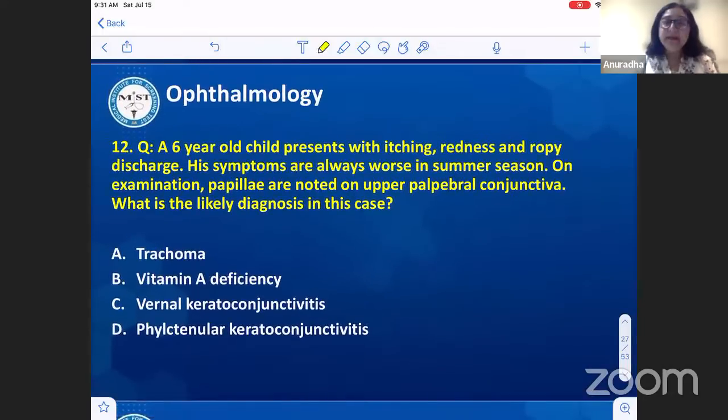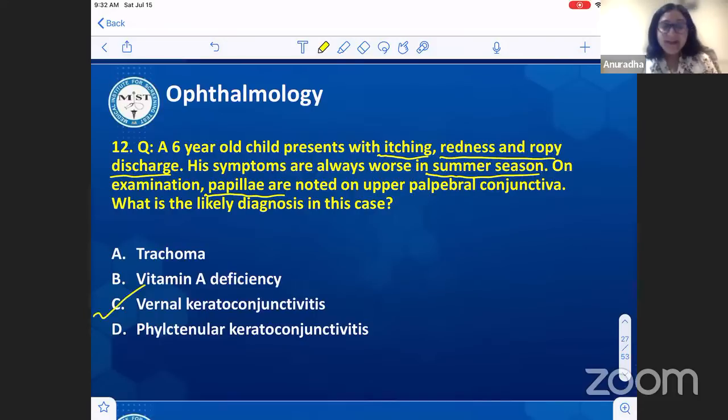A simple question, but again an often asked question. A six-year-old child presents with itching, redness, ropey discharge. All the classic symptoms are given. Coming on to the question statement, symptoms are always worse in the summer season. On examination, papillae are noted in the upper palpebral conjunctiva. What is your diagnosis?